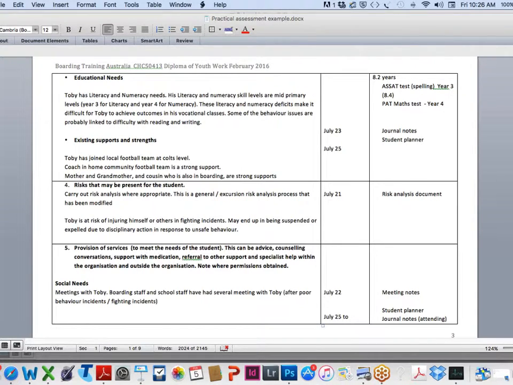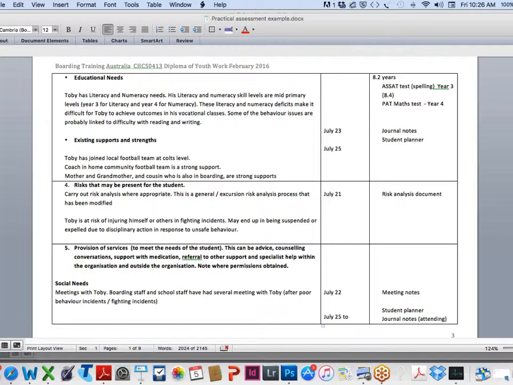So the next section in this involves risks that may be present for the student, and we need to carry out a risk analysis. And it's great if you've got a risk analysis form, and what we generally do with this sort of thing is to take a general or an excursion risk analysis form and process, and then modify it to suit this particular process. So we can see that Toby's at risk of injuring himself or others in fighting incidents, and he is of course also at risk of being suspended or expelled from the residence. So that's a risk for Toby as well.